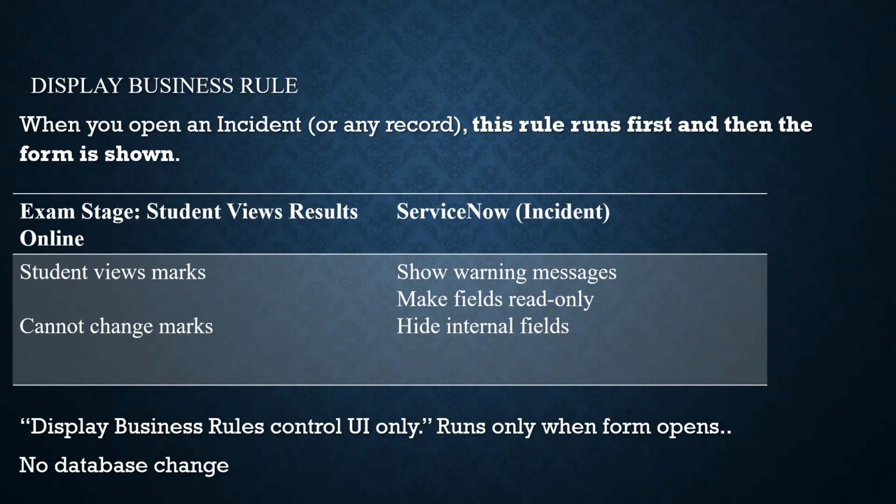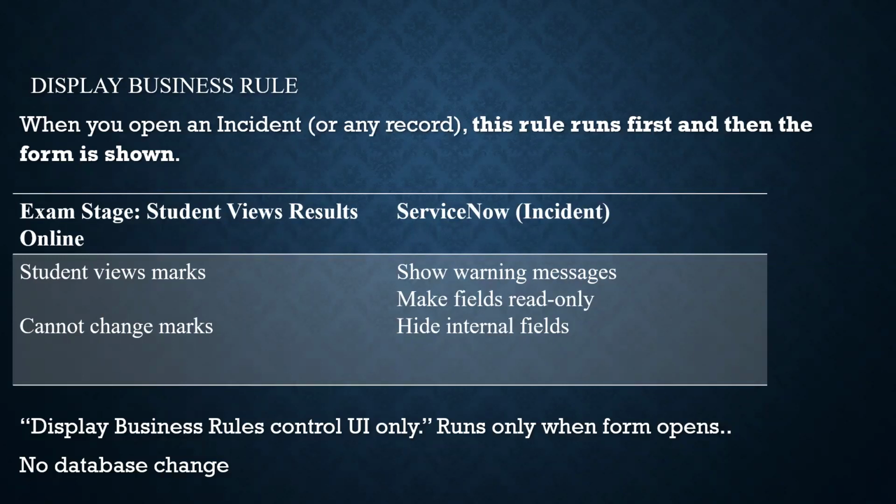The same logic applies to the instance table. Show warning messages, make fields read only, hide internal fields. That's why the display business rule controls the UI only. It can't control the server. It runs only when the form opens. No database change. Server means database changes, no? Server is nothing but the database. So we can't change the database with the display business rule.